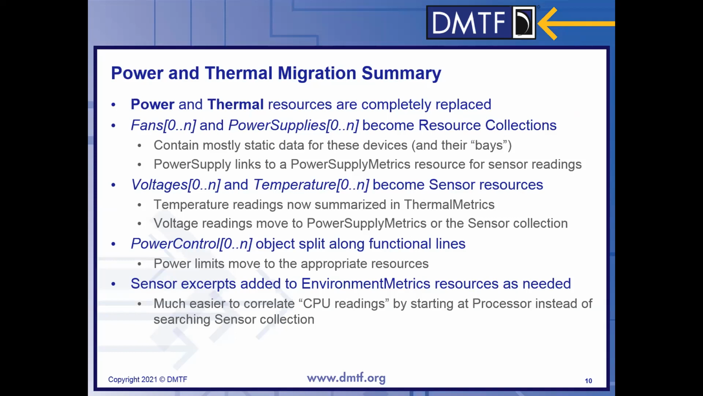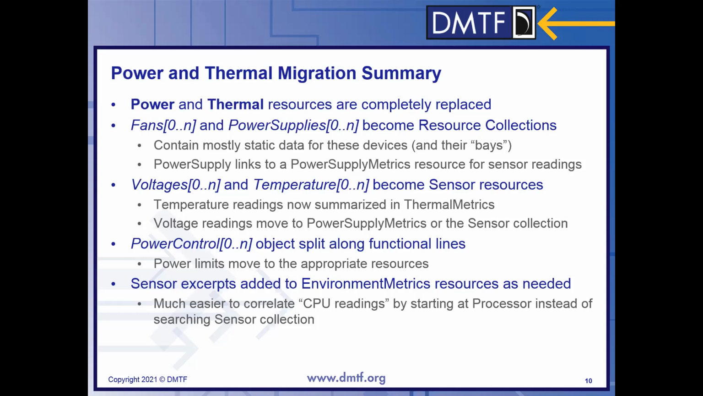In the thermal area, the fans, which was an array, become a resource collection. The same for power supplies, which was an array in the power schema, that becomes a power supply resource collection. And then as I just said, the power supply metrics is a separate resource, but that is supported for each of the power supply resources.